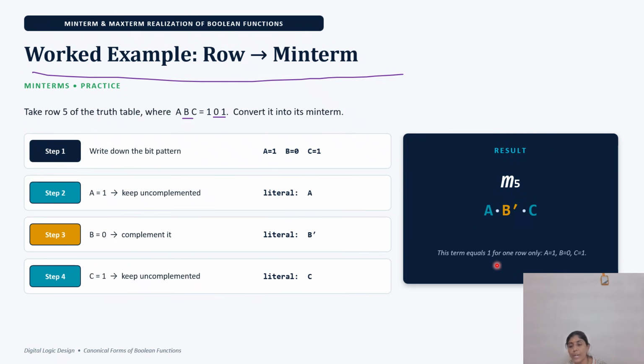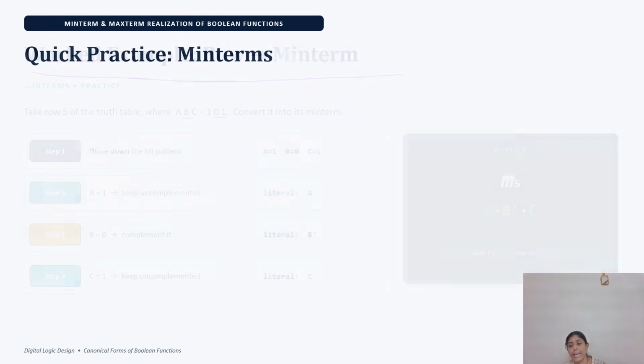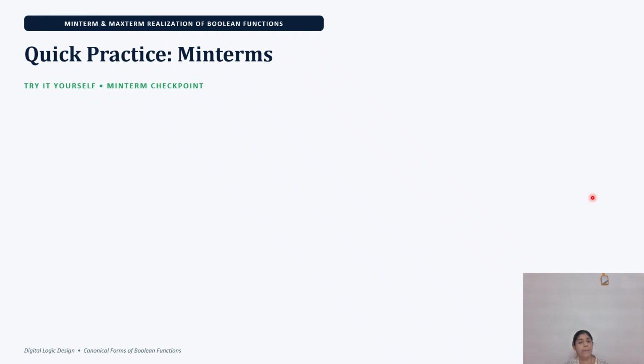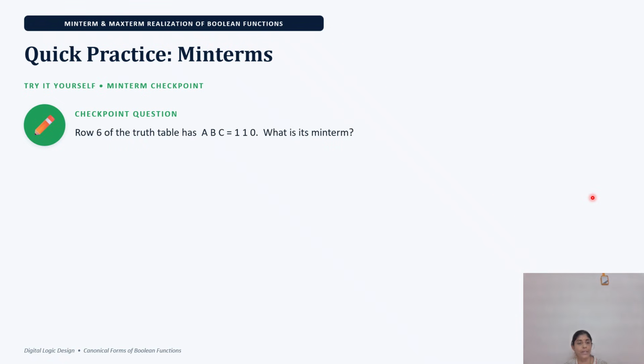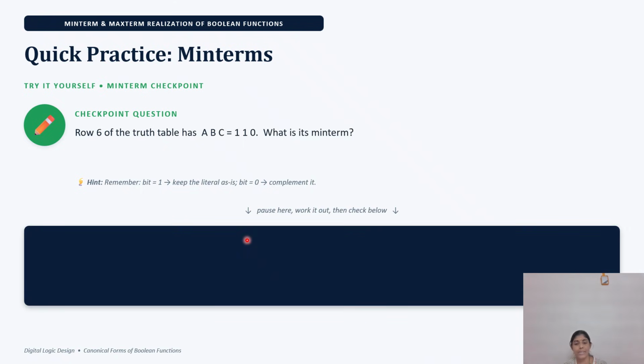So here the term equals 1 for one row only. A is equal to 1, B is equal to 0, C is equal to 1. Right? Okay. So this is a quick practice for the Minterm. Please try it yourself. Okay. See, I have given you the question here. Right? Okay. Please check. Row is 16. Truth table ABC 110. What is the Minterm? Okay. Here I have given you the hint. Remember, bit 1 means it is an uncomplemented form. The literal should be taken as such. 0 means it is a complemented form. The literal should be complemented. After completing this, pause here, work it out, then check below what answer you are getting.